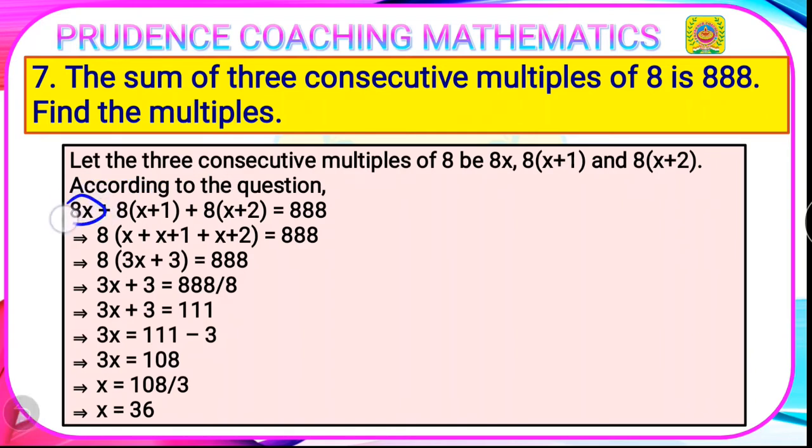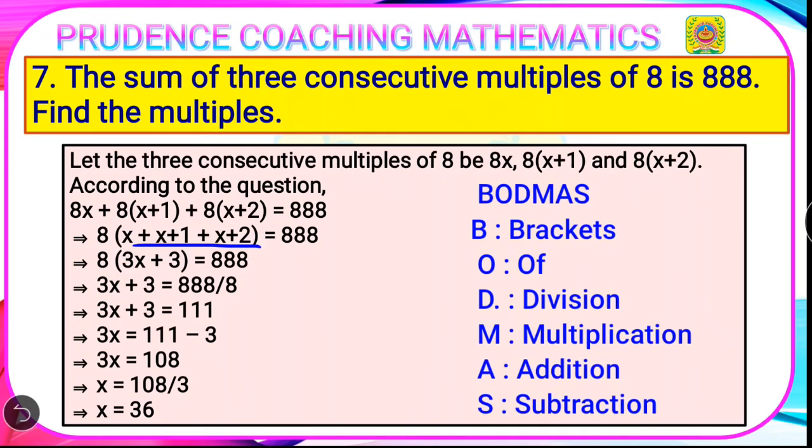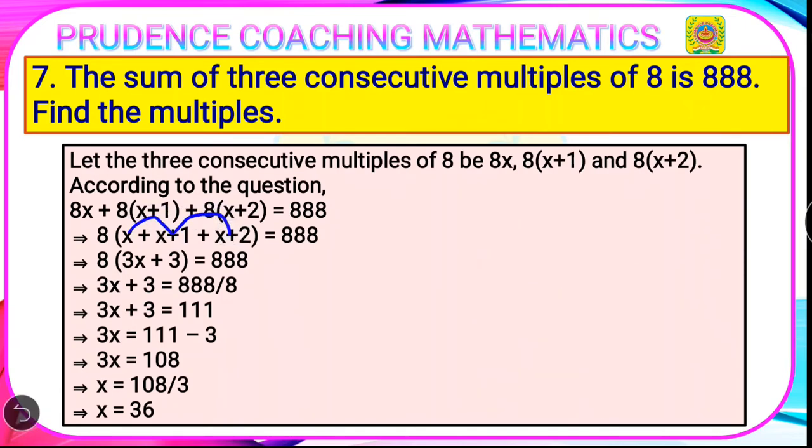By taking 8 common from the first term, you will get x, and from the next one, you will be left with x plus 1. From the next one, if you take 8 common, you will be left with x plus 2. So we have taken 8 common from all three terms and written like this, which equals 888. Next, in this equation you can see we have within the bracket x plus 1 plus x plus 2, and according to the BODMAS rule we need to solve the bracket first. So if we add x plus x, you will get 3x, plus 1 plus 2, that is 3. So you are getting 3x plus 3 within the bracket.